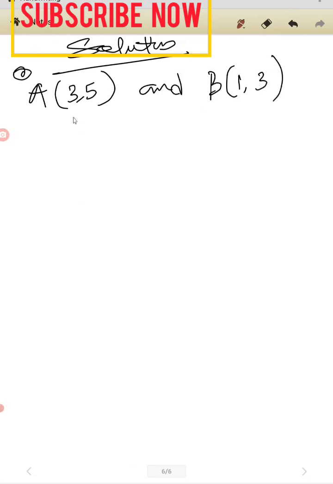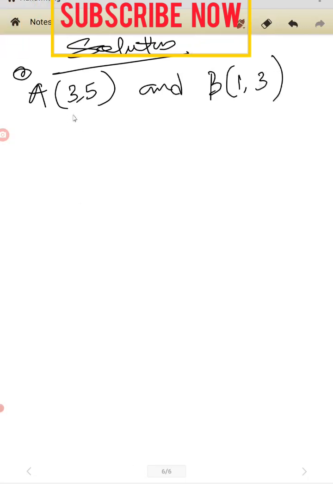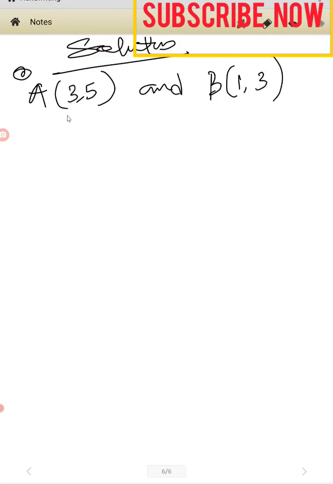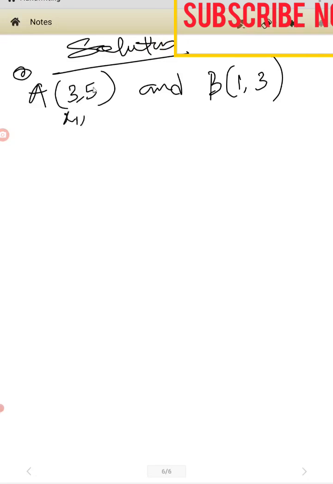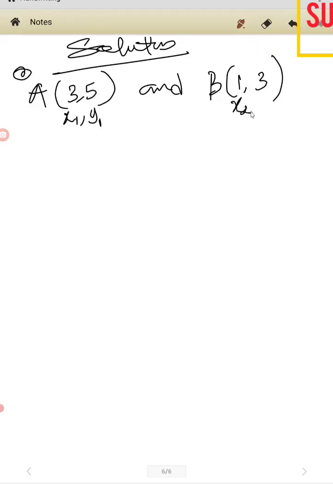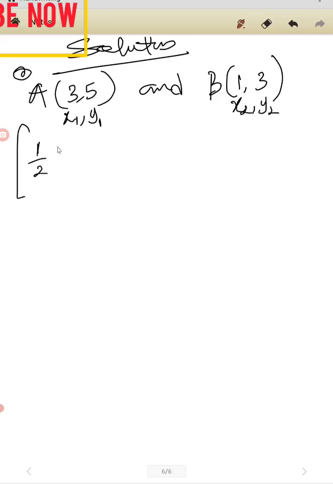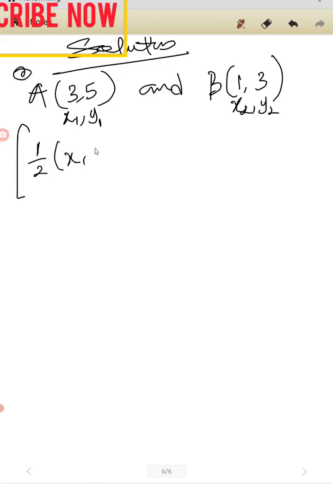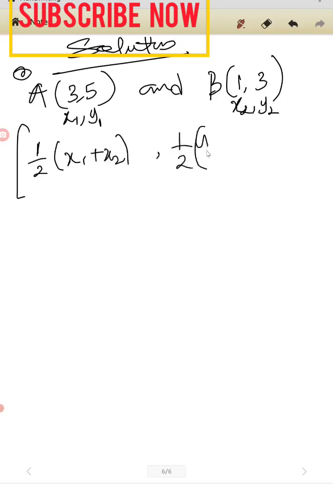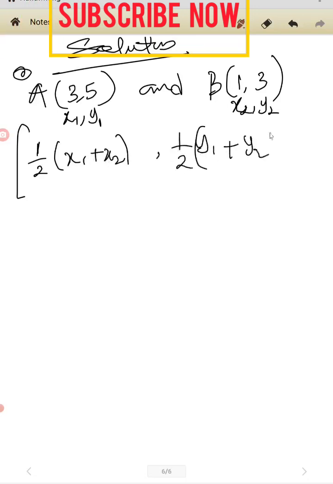As I've said earlier, the secret behind all this is that for any point given to you, the first number is x1 and the second number is y1. The same thing is applicable here. This is x2, y2, and you get the formula: x1 plus x2 over 2, comma, y1 plus y2 over 2.